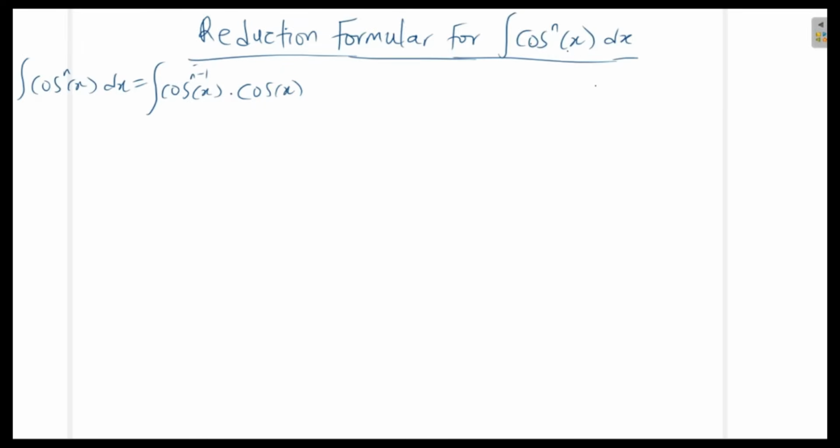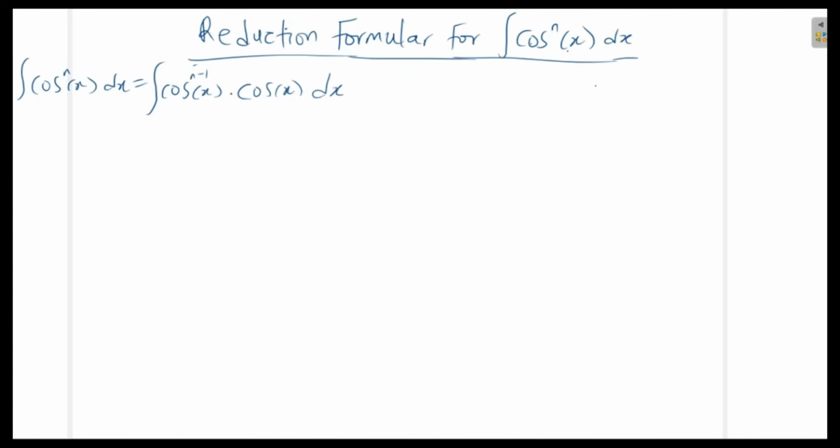Of course, this is equal to this because, using the law of indices, we know that if the bases are the same, we add the exponents. This has exponent 1, so n minus 1 plus 1 definitely gives you the power n. So this is equal to this, and I'm going to use this to derive the reduction formula.